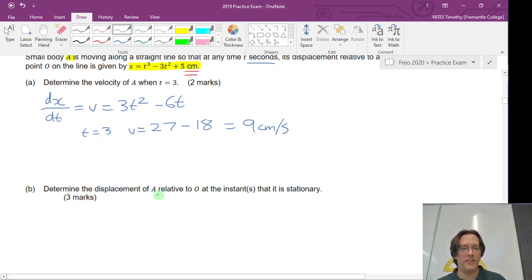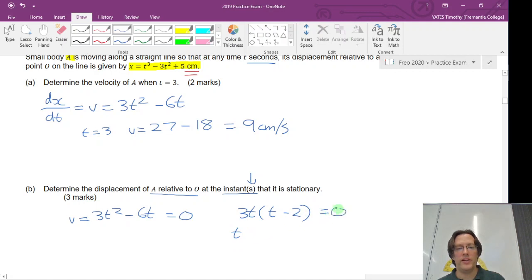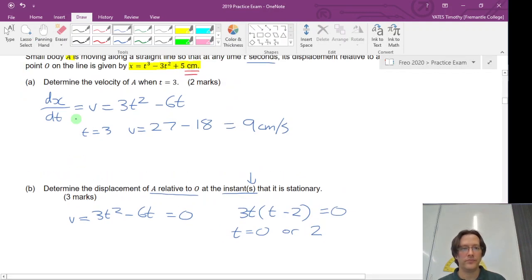Now, the displacement of A relative to O at the instance, there's a little s in there to let us know that there might be 2, that is stationary. So to be stationary, the velocity's got to be 0, and we already know that that's 3t squared, take 6t. When's that equal to 0? Well, we can take out a factor of 3t, and that tells us that it's stationary at t equals 0 or 2. These are both solutions to that equation.